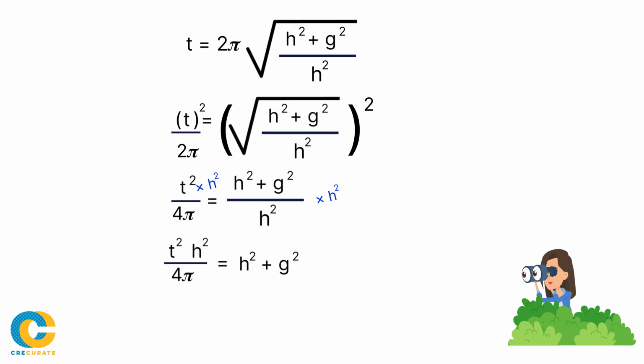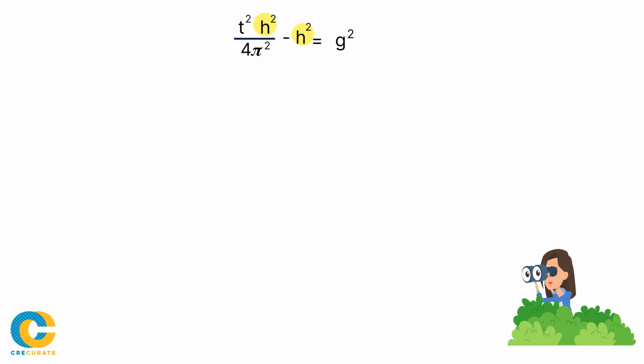Now we're almost there, but we have h on both sides of the equation. To make h the subject, h has to only be on one side of the equation, so we remove the h square from the right-hand side by subtracting both sides by h square. Now that all the terms containing h are on one side of the equation, we then factorize out h square because that is the only variable we want.